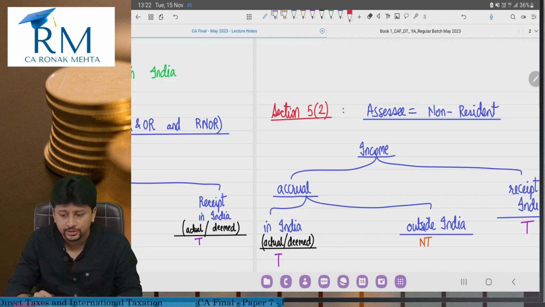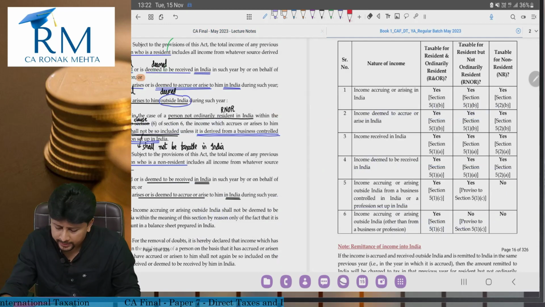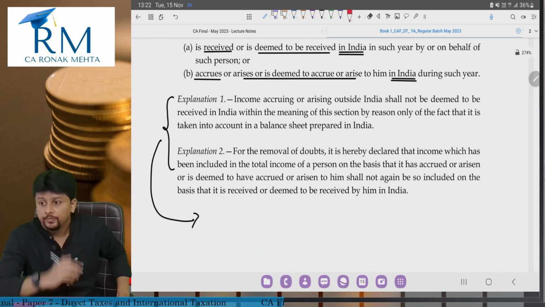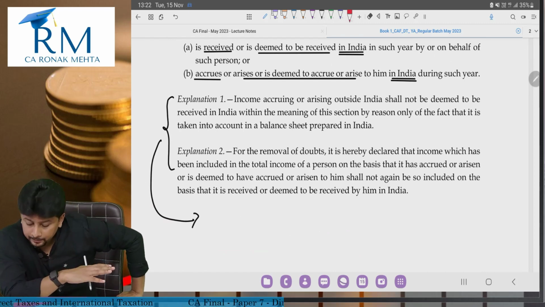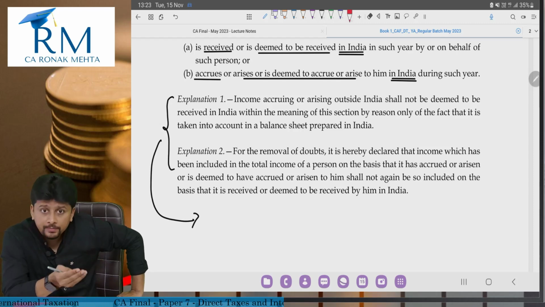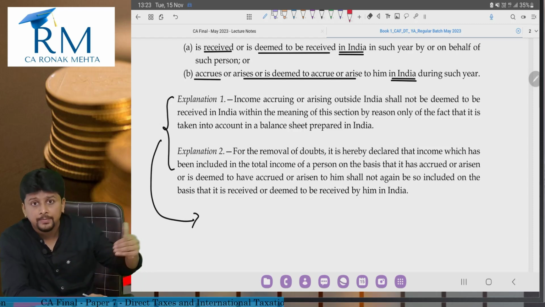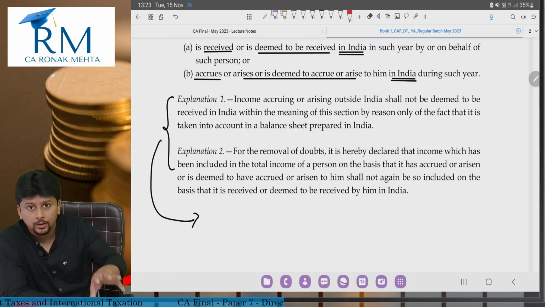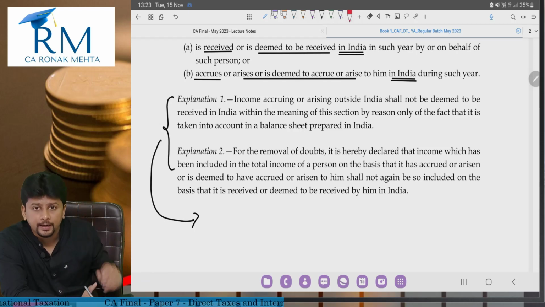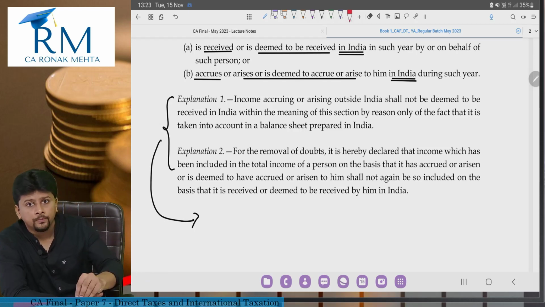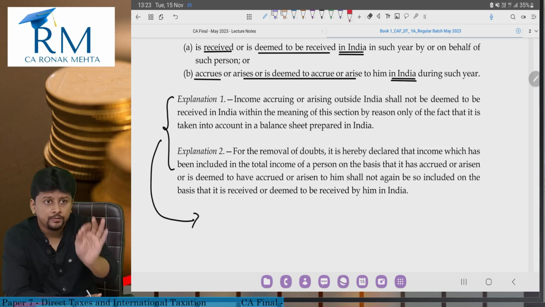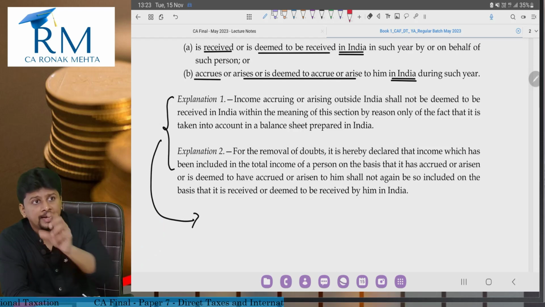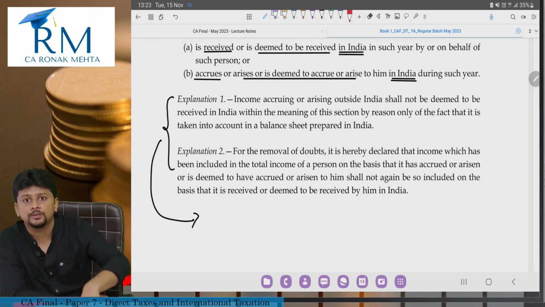So this is my section number 5. Section 5 also has these two explanations, something pretty obvious. Explanation 1: income accruing or arising outside India shall not be deemed to be received in India within the meaning of this section only by reason of the fact that it is taken into account in a balance sheet prepared in India. Just because you have prepared a balance sheet in which you have taken that foreign bank account as one of your assets, it does not mean that the income is received in India.